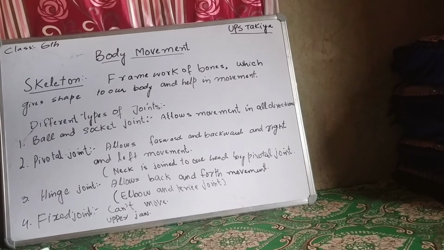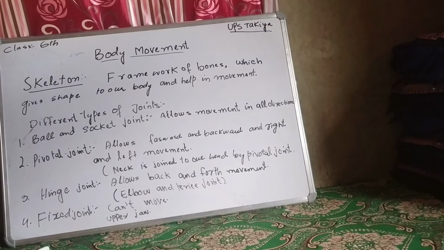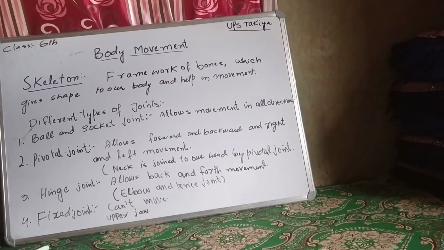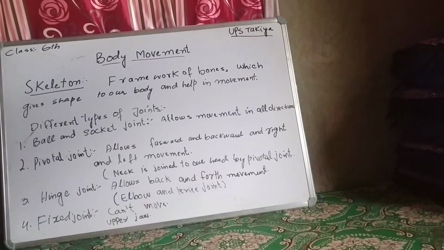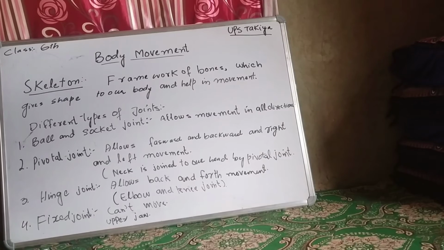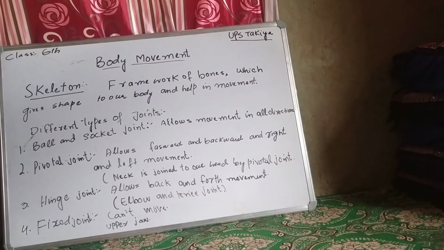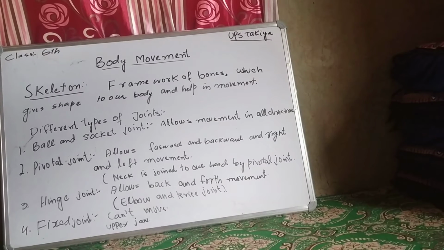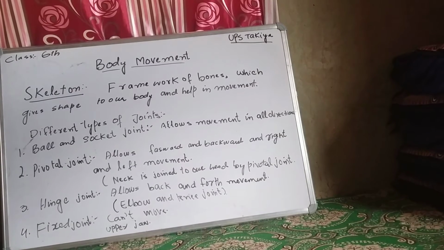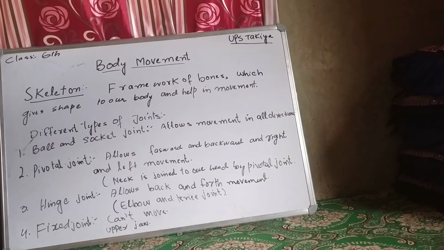Movement in the body is governed by bones and muscles. Bones and muscles work together for the movement. Bones are connected to muscles by tendon, and the two bones are joined together by ligament. Muscles always work in pair, that is, they show contraction and relaxation.